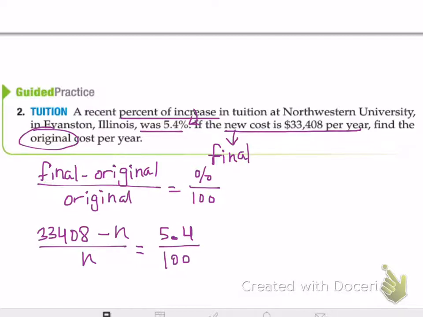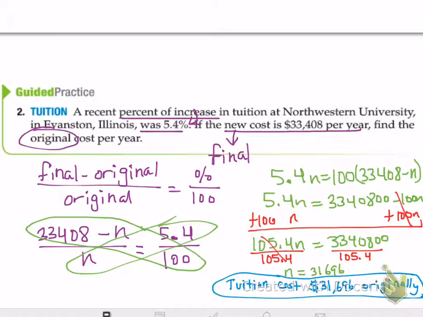So go ahead, cross multiply, and then solve for the original number, and then give me a sentence at the end. There's my work. You can pause it for a bit, look at it, examine it, make sure I'm right, and then my tuition cost was $31,696 originally, which makes sense because I do want a smaller number for my original cost per year.